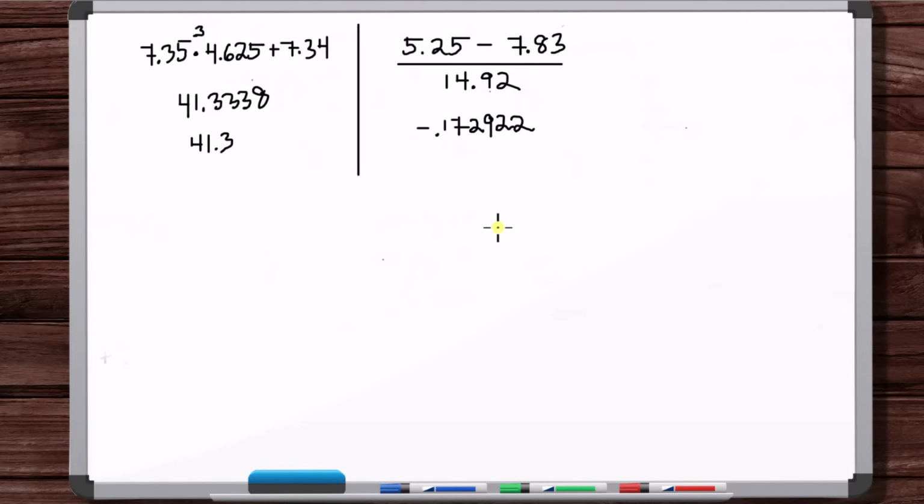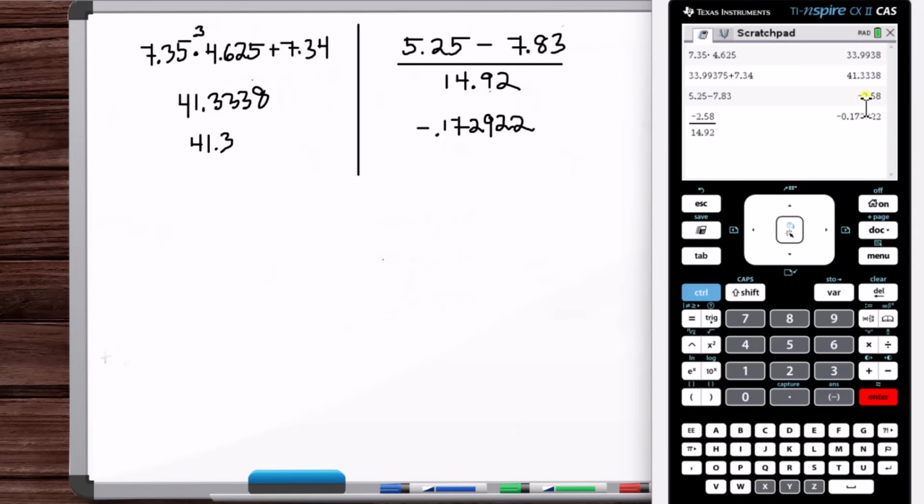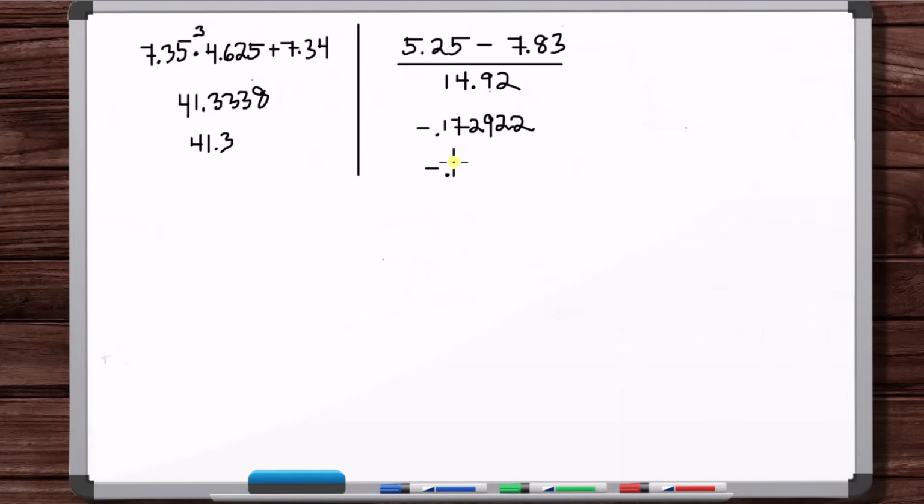All right. Now, if we come back, we see that we're going to have a number that's precise to the hundredths place. Well, okay, let's come here. In this intermediate step, we get negative 2.58. That has 3 significant digits. So this division here, we've got 3 significant digits and 4. So we're going to keep 3 significant digits in this final answer. So minus 0.17 and then round this to 3.